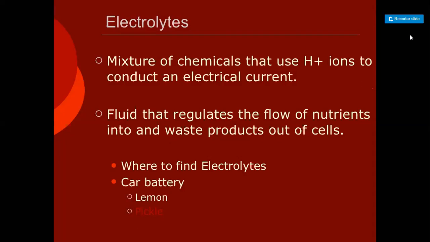So, mixtures of chemicals that use hydrogen ions to conduct an electric current are called electrolytes. They are also fluids that regulate the flow of nutrients into and waste products out of the cells. Now, electrolytes are found in car batteries. Even if you cut a lemon and place the electrodes and connect it to the terminals of a battery, you will see there will be flow of current. And even pickle has a lot of acidic content, and the liquid from a pickle will be able to conduct electricity.